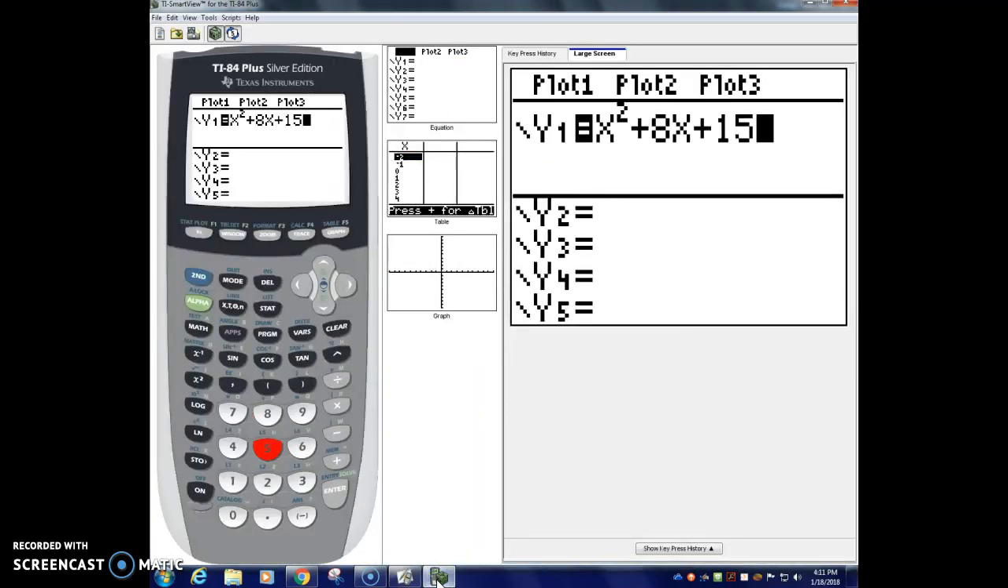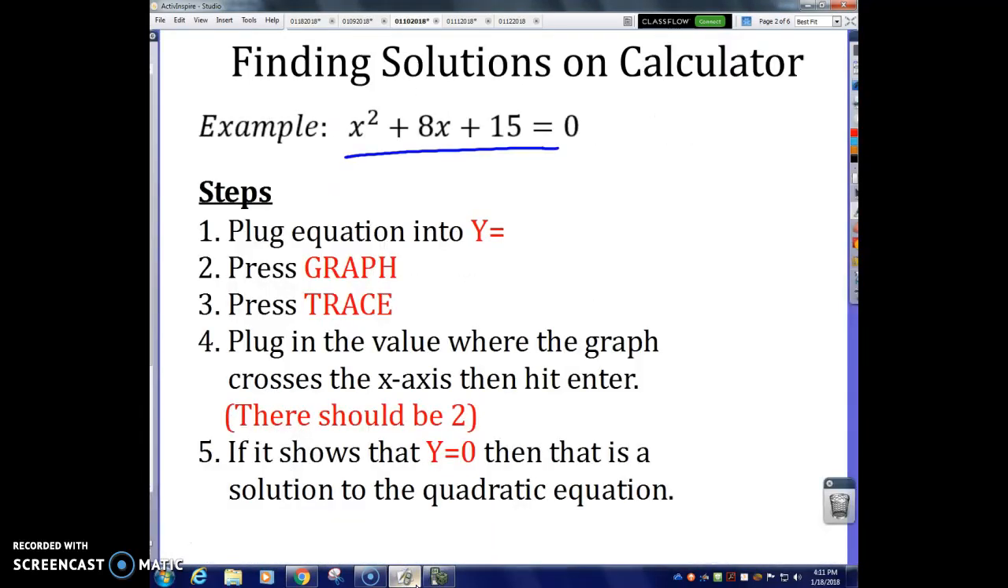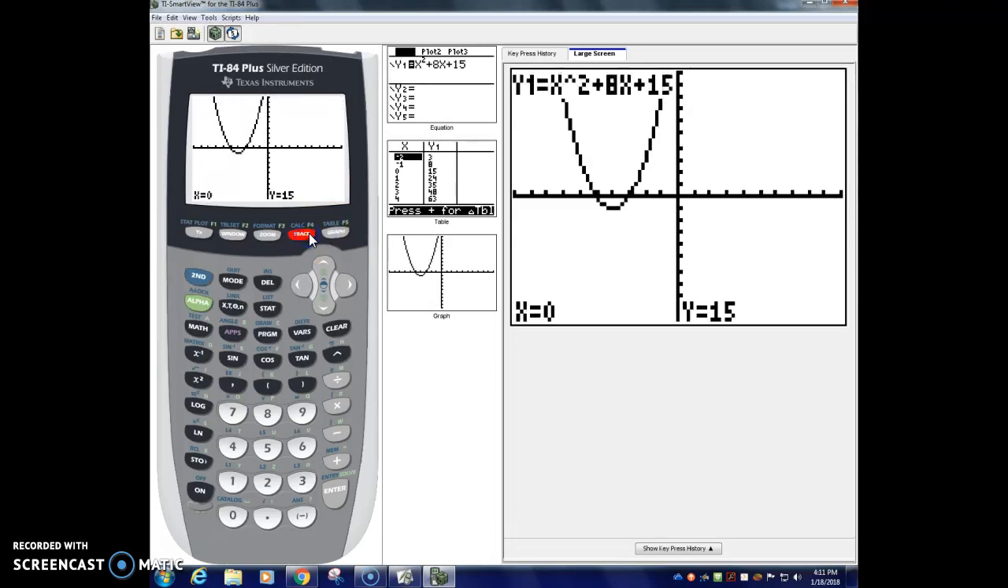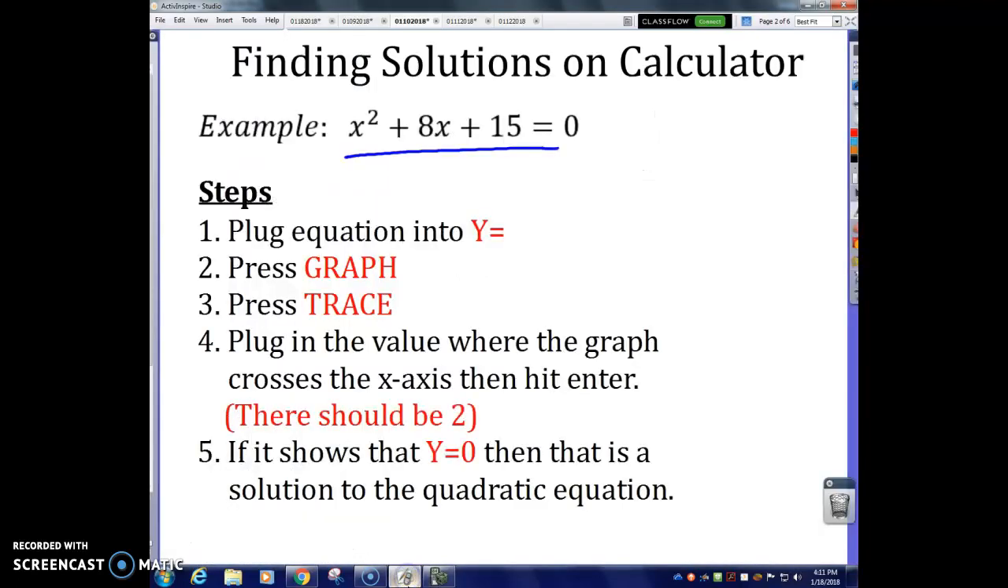Okay, and then we're going to press graph and then trace. It says plug in the value where the graph crosses the x-axis, then hit enter. There should be 2.